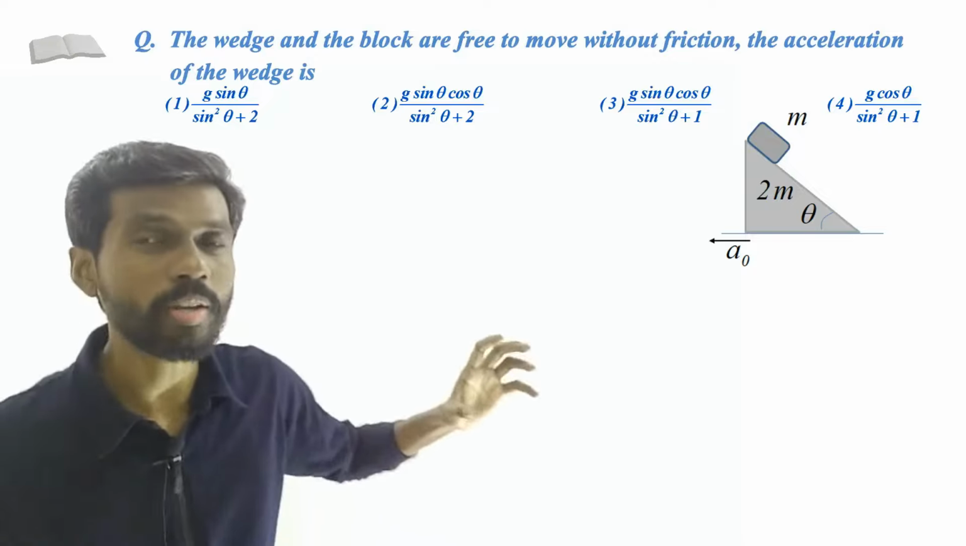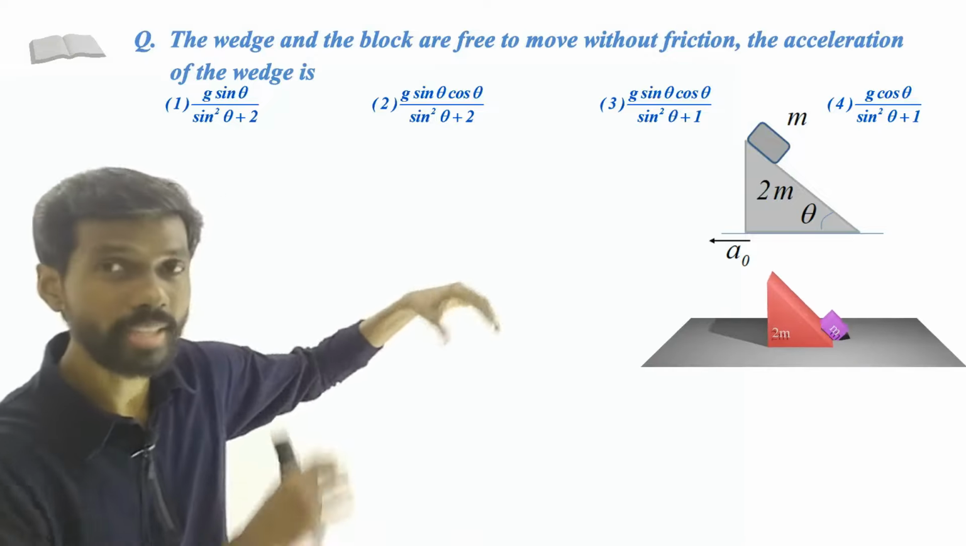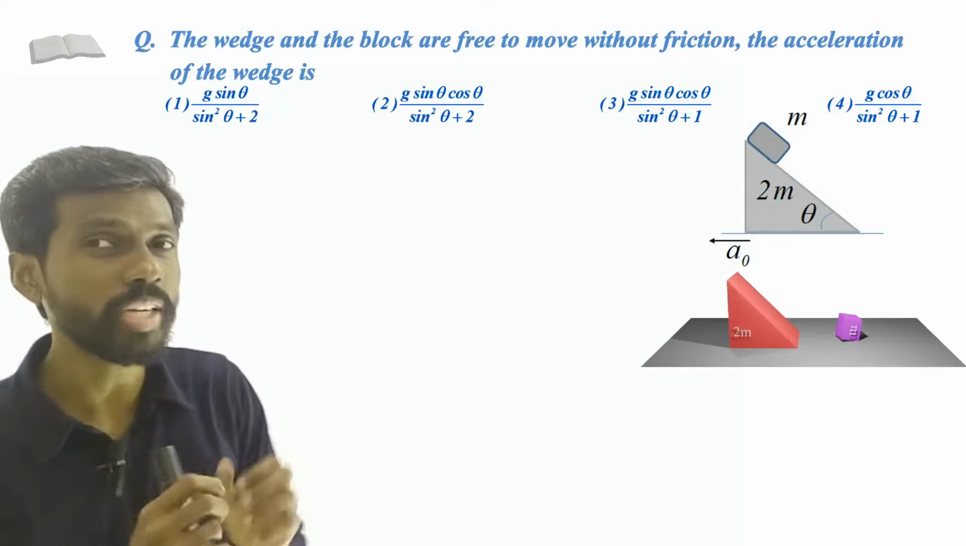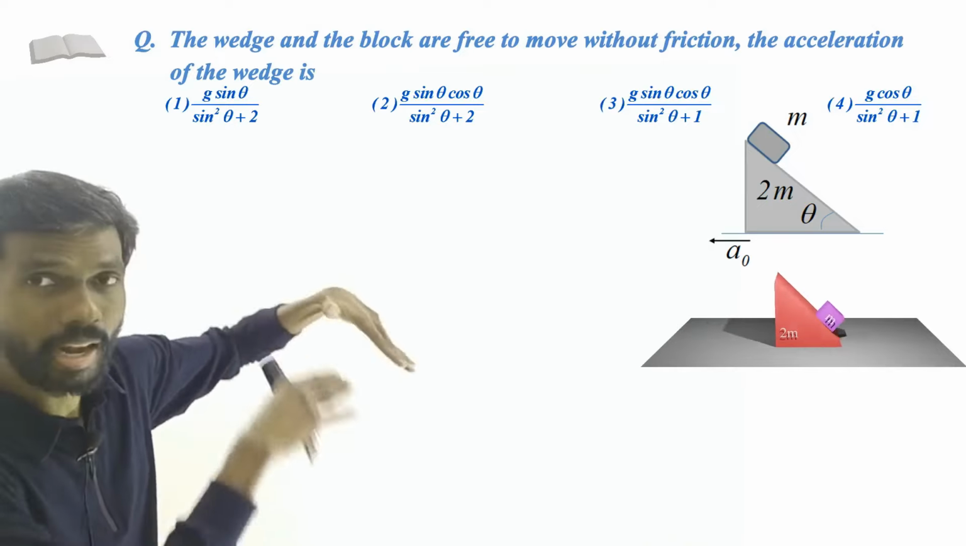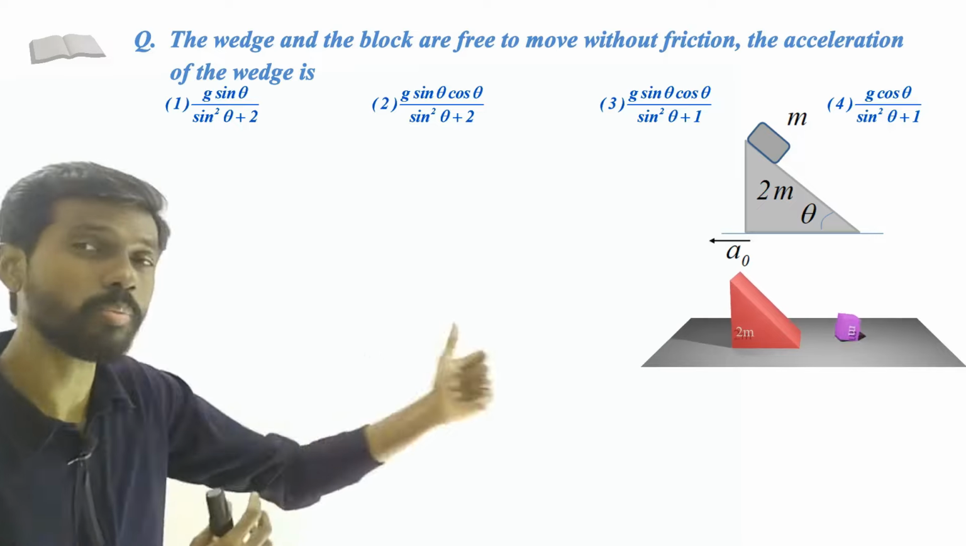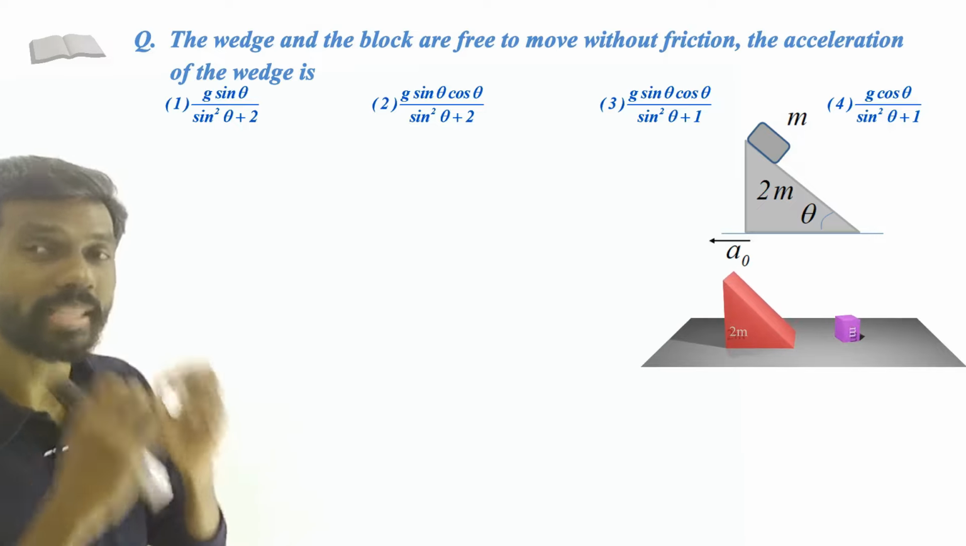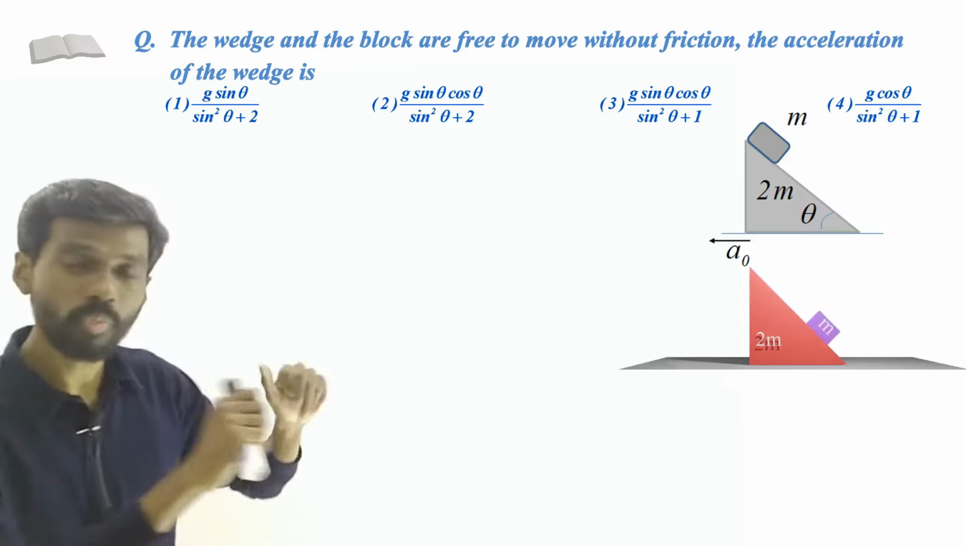Here we have a block placed over a wedge which can slide along the incline. Now this wedge is free to move in the horizontal direction. As this block slides along the incline, this wedge will also move in the horizontal direction, right? So the acceleration of that wedge is what we need to find.